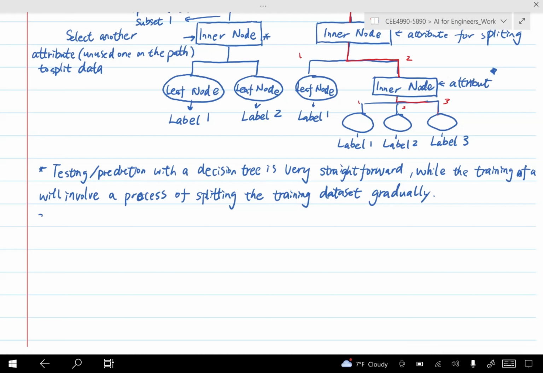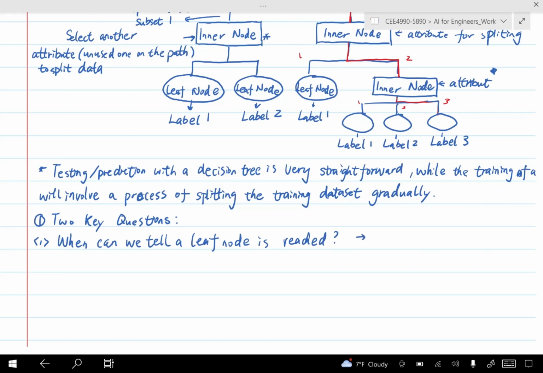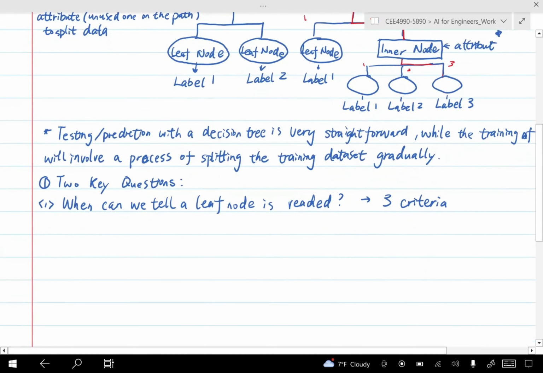So we have two key questions, especially for the training process or for the tree growth process. The first question that we can get is, when can we tell a leaf node is reached? We did not explain that, but this is kind of critical. For this question, I will offer 3 criteria, so you know when we should stop growing the tree.